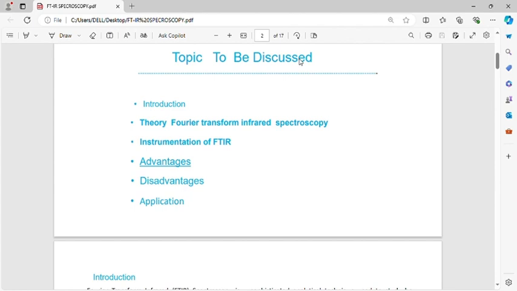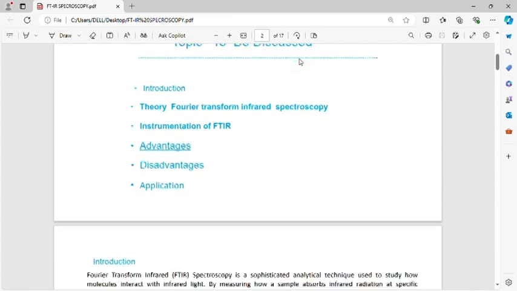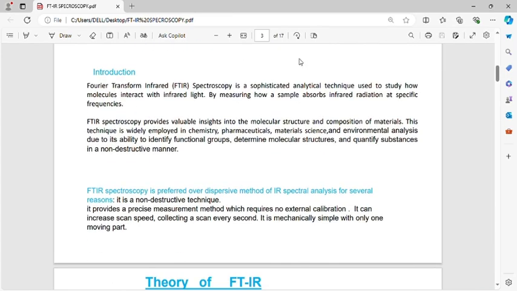Topics to be discussed: introduction, theory of the Fourier transform, infrared spectroscopy, instrumentation of FTIR, advantages, disadvantages, and applications. Firstly, we discuss the introduction.